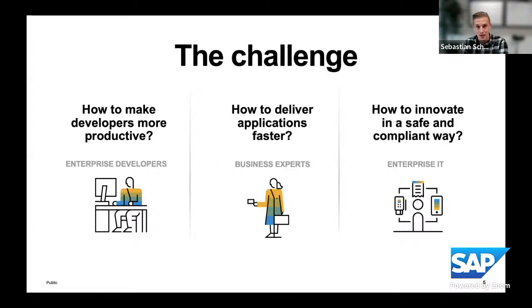The question that CIOs ask themselves is, I have a limited amount of developers. How do I make them more productive? Then I have a lot of enterprise IT tasks like automating processes and extending applications, where I might not have enough developers, but there are a lot of business experts out there who have knowledge about how to deliver applications faster. And why not involve those business experts in building applications?